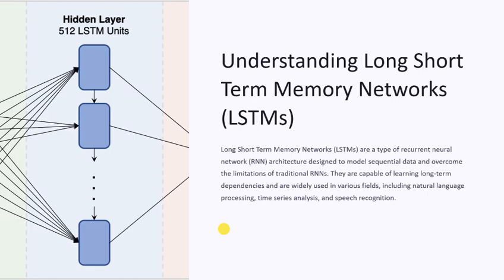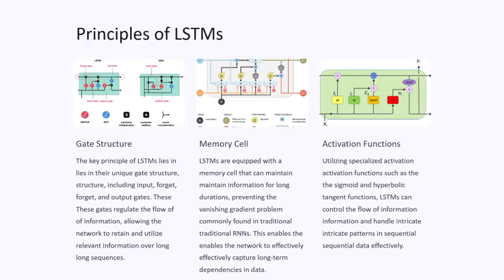The topic is understanding long short term memory networks, that is LSTMs. Long short term memory networks are a type of recurrent neural network architecture designed to model sequential data and overcome the limitations of traditional RNNs. They are capable of learning long-term dependencies and are widely used in various fields, including natural language processing, time series analysis, and speech recognition.